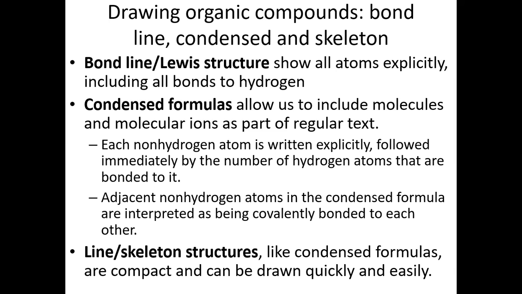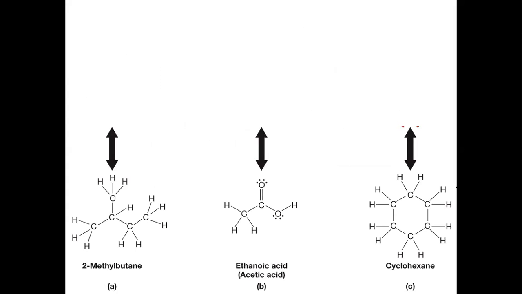And so then we start using our skeleton structures just to simplify the number of carbons. We assume the hydrogens are there. And really then, the only thing that is going to be explicitly drawn are heteroatoms. So if it's not a carbon or a hydrogen, it's going to be drawn. So here are 3 complete Lewis structures: 2-methylbutane, ethanoic acid, and cyclohexane. Acetic acid you probably used before, it's the main ingredient in vinegar, right?